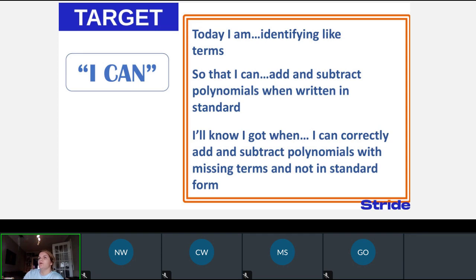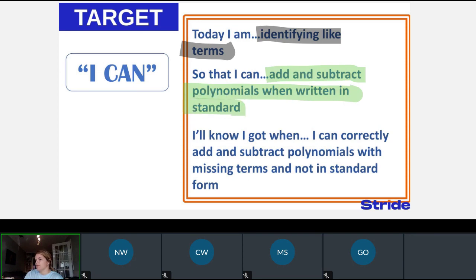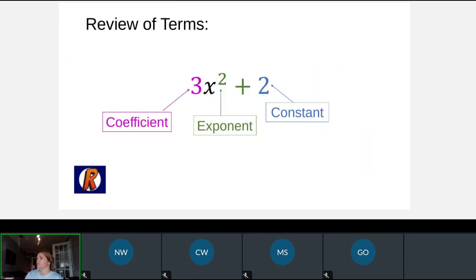Today we are going to start by identifying like terms so that we can add and subtract polynomials when written in standard form. And lastly, I'll know I've got it when I can correctly add and subtract polynomials with missing terms and not in standard form.